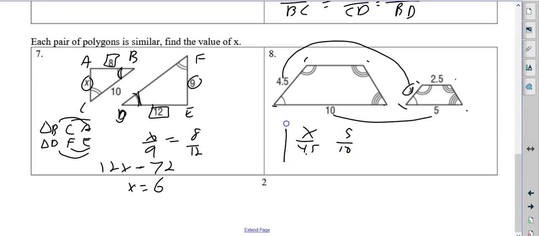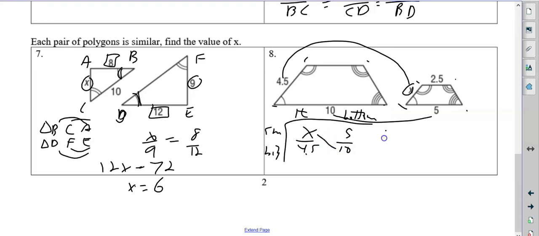Now, as I've said, you can also set up a word wall and say like, this is my small, this is my big, and X and 4.5 is my left side, and then the bottom, whatever, to help you line everything up. There's also a shortcut to this one, but we'll do the long way first.